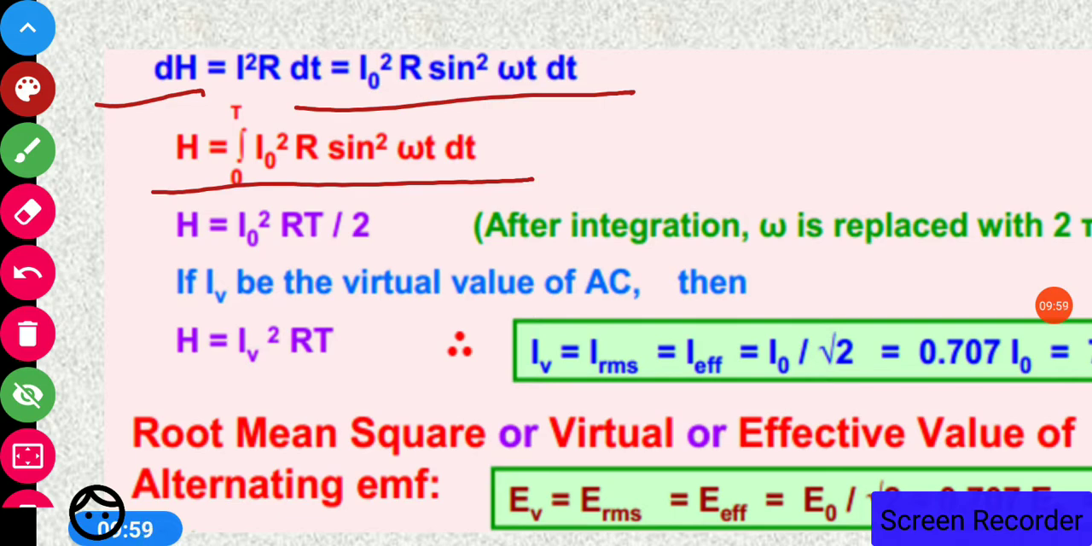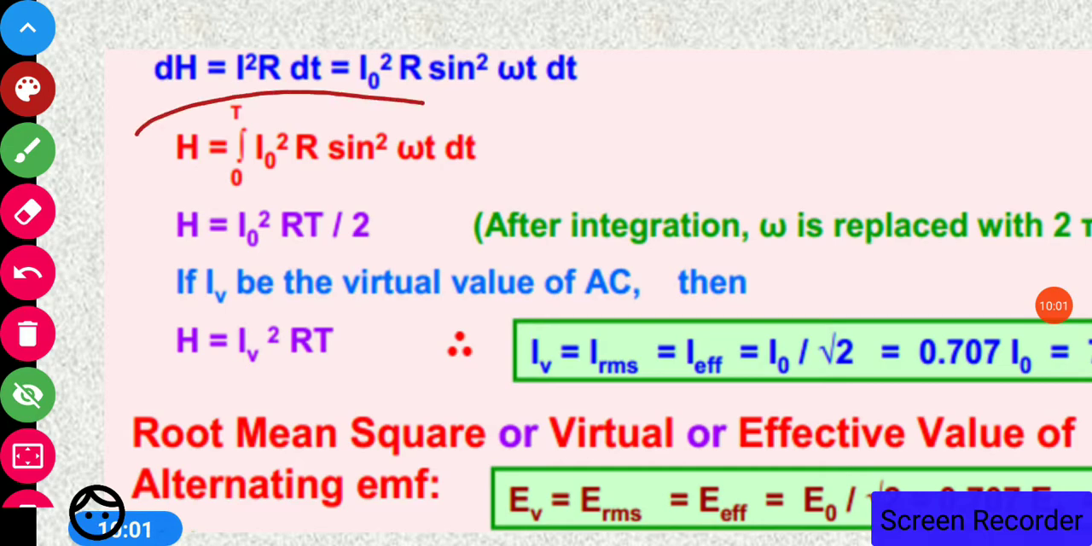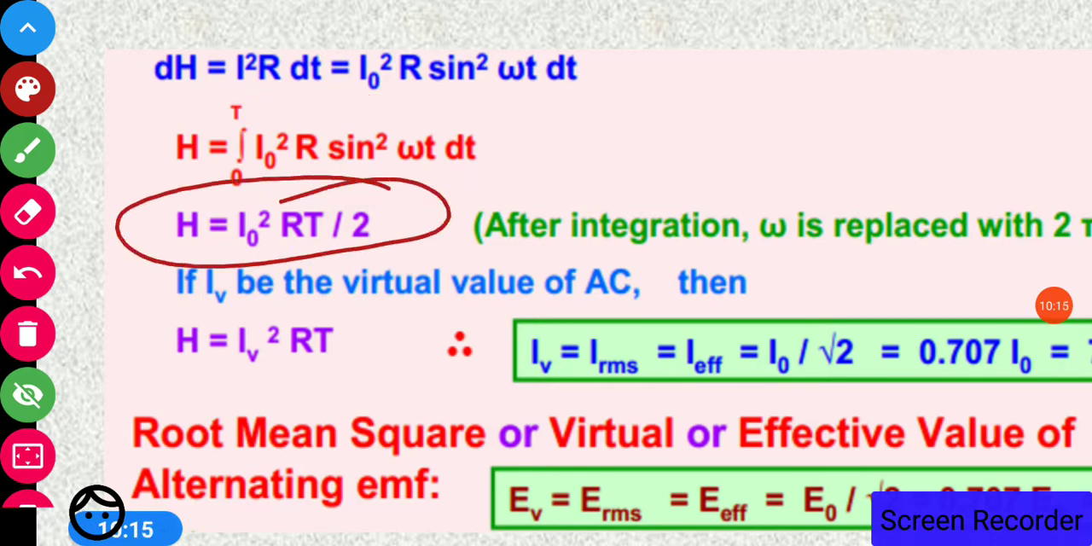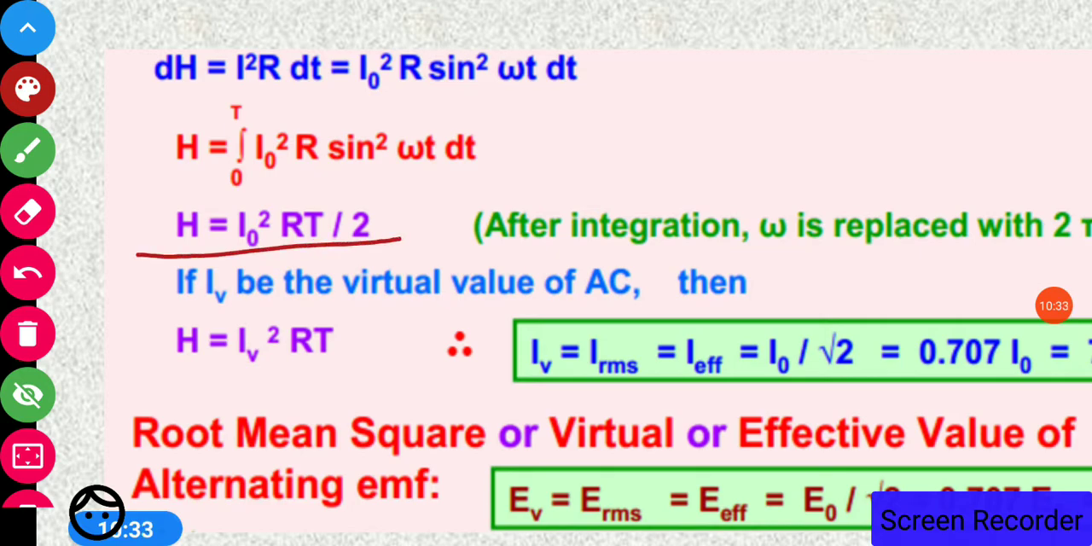Again, math students can integrate or simplify it in a very easy manner. They can understand easily, but for the bio students it is a little bit difficult. So they can directly use the result H is equal to I naught square R T upon 2, meaning when you integrate it you will get this result. And after integration, we again use the same value, omega is equal to 2 pi upon T. So when we use this value, this reduces to I naught square R T upon 2.